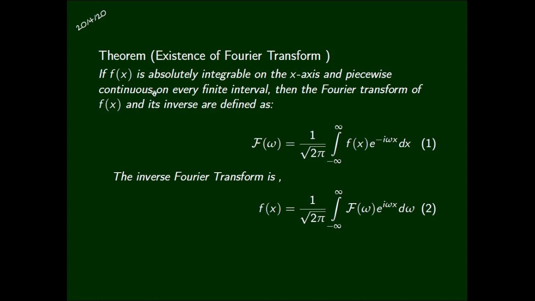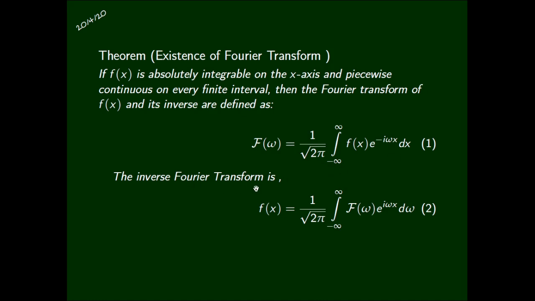If f(x) is absolutely integrable on the x-axis and piecewise continuous on every finite interval, then the Fourier transform of f(x) and its inverse are defined as follows. The Fourier transform of f(x) is f bar of omega, which is equal to 1 by root of 2 pi, integral from minus infinity to infinity of f(x) e raised to minus i omega x dx.